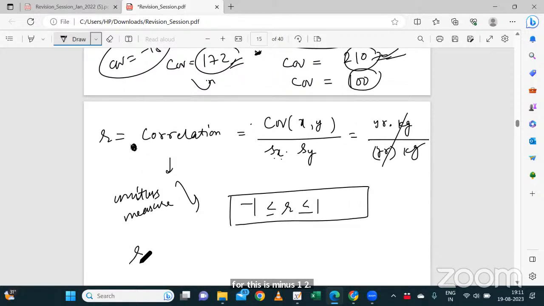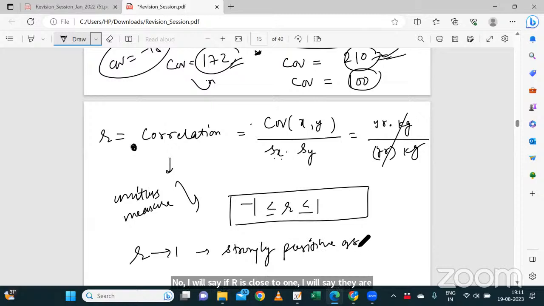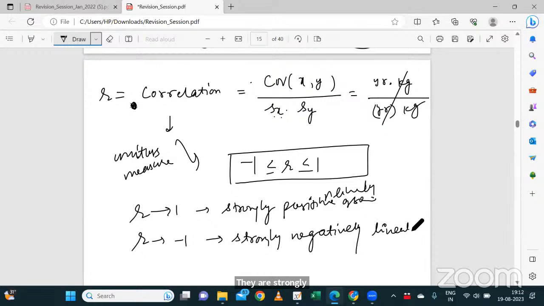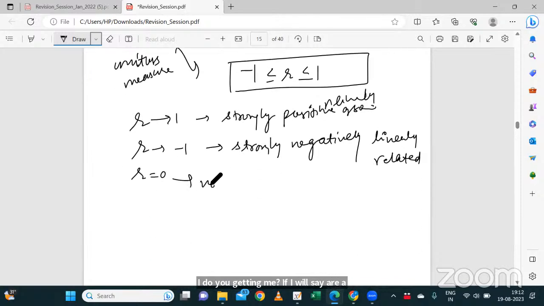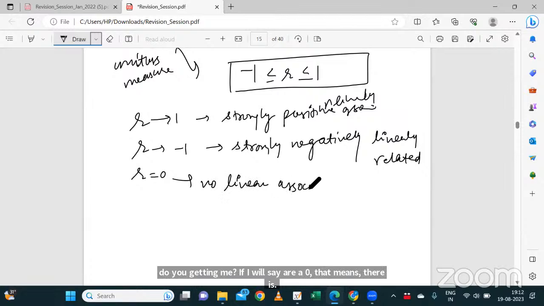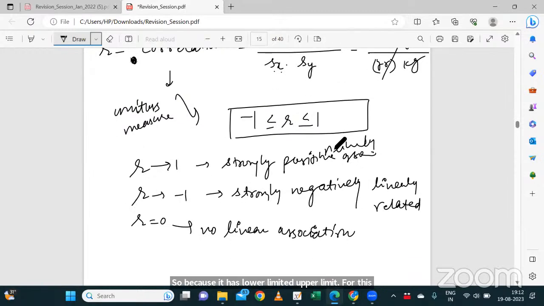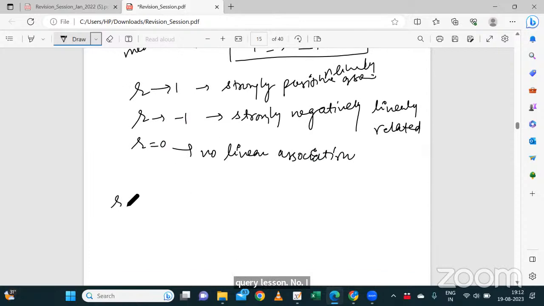Now if r is close to 1, I will say they are strongly positively linearly associated, because it tells the linear association. If the value of r is close to -1, I will say they are strongly negatively linearly related. Are you getting me? If r is 0, that means there is no linear association. Because this correlation coefficient has a lower limit and an upper limit. Okay, the key idea is clear.